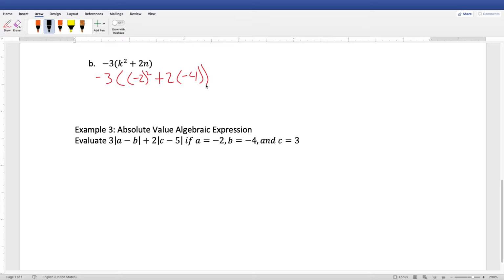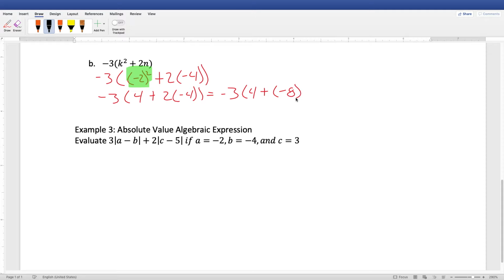So first we want to simplify what's inside parentheses, but before we can simplify the entire parentheses, we have to simplify this exponent. So negative 2 to the second power gives me negative 3 parentheses 4 plus 2 times negative 4. Now we can simplify what's in parentheses with multiplication. 2 times negative 4 gives me negative 3 times 4 plus a negative 8.